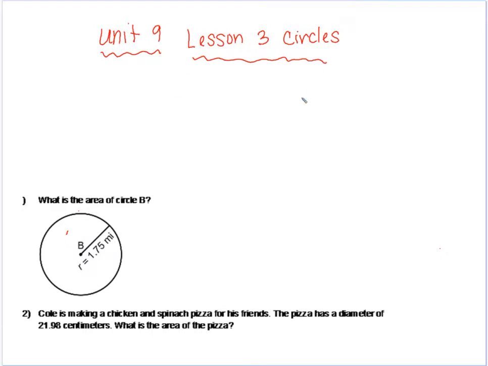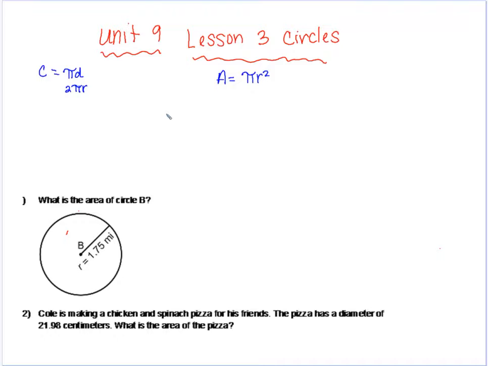Okay, lesson 3, we are going to deal with area of circles. Now, I just want to point out that in the last lesson we did circumference, and circumference was pi times the diameter, or 2 pi r. This one we are dealing with area, and to get the area of a circle, it's going to be pi r, and we're going to square the radius.